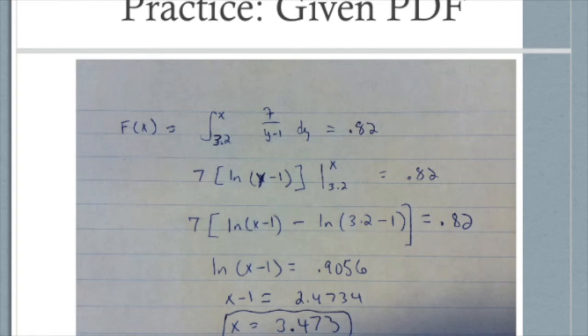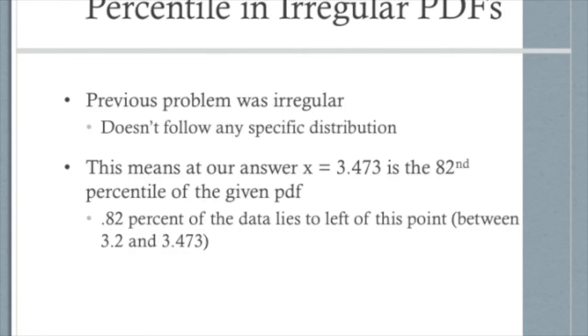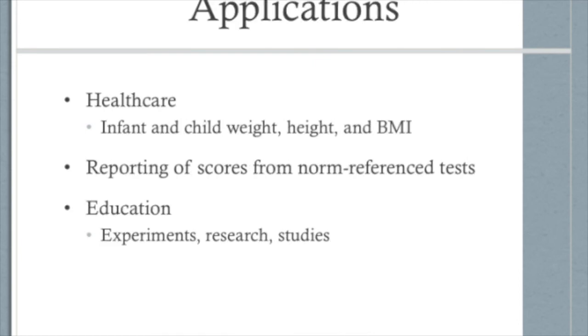Pause here to examine the integral. The previous problem was irregular, so it doesn't follow any specific distribution. This means that our answer, 3.473, is the 82nd percentile of the given PDF. This means that 0.82 is the proportion of the data that lies to the left of the point, between 3.2 and 3.473.